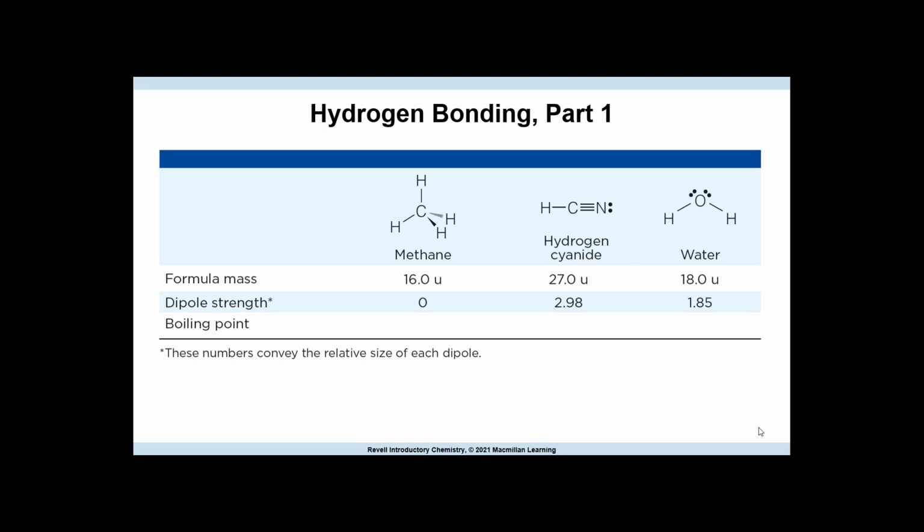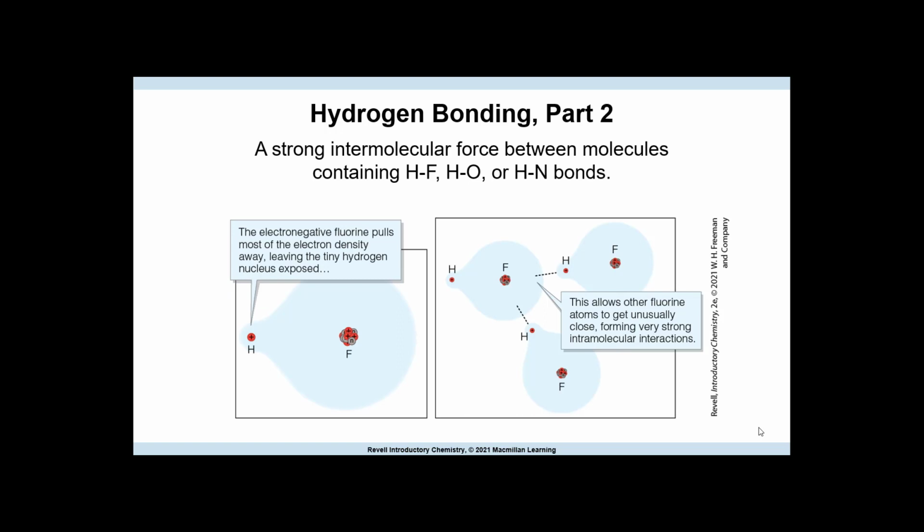But the third compound, water, is surprising. Its dipole is smaller than that of hydrogen cyanide, but its boiling point is much higher. This surprising observation results from an especially strong type of intermolecular force called hydrogen bonding. Hydrogen bonding is a dipole-dipole interaction that occurs only between molecules containing an H-F bond, an H-O bond, or an H-N bond. Only between these bonds. That's it. Water exhibits very strong hydrogen bonding effects.